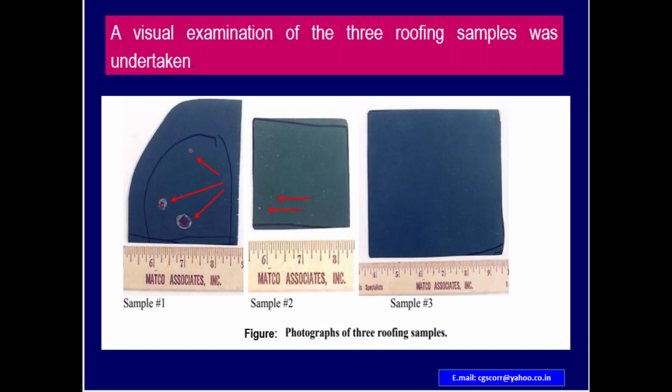Sample 1, you can see the red spotted regions, three regions where you can see white rust and red corrosion products, white corrosion products and red rust. Sample 2, you can see the red arrowed one pointing out towards the dots, white rust, white corrosion product. Sample 3, white corrosion product is not visible. So the figure shows the photographs of the three roofing samples.